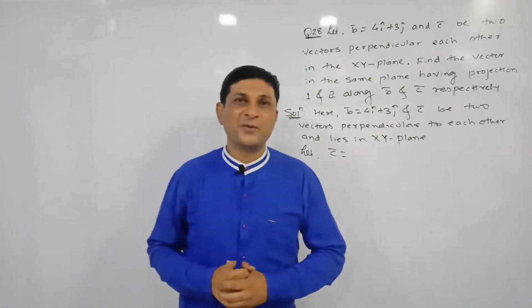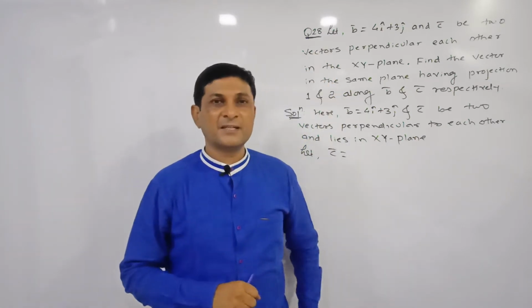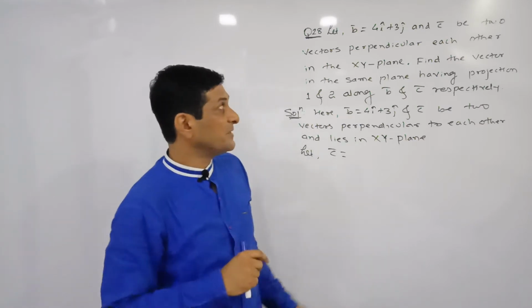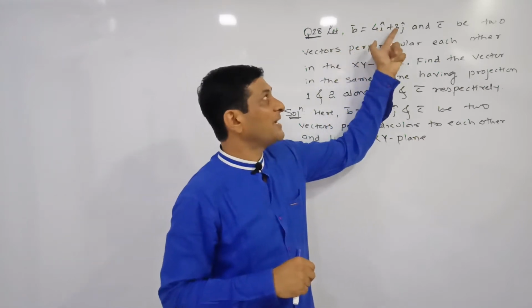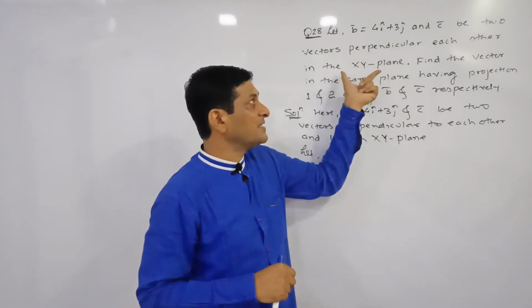Hello friends, now we are starting example number 28 from the miscellaneous exercise. So observe the given condition very carefully. A very interesting example. B bar is given to us as 4i cap plus 3j cap, and C bar is the perpendicular vector which lies in which plane?